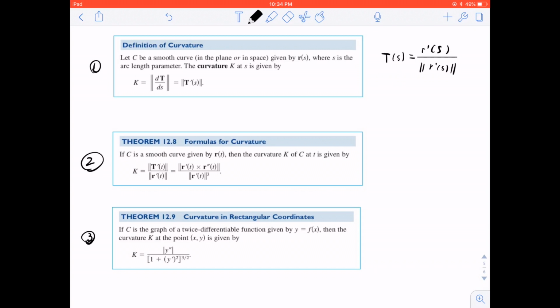If C is the graph of a twice differentiable function given by y equals f sub x, then the curvature at point (x, y) is given by that function. So these three formulas are just really straightforward. When you see problems like these, you can just plug it in. Those three formulas are going to get you through, so we're not going to do any example here.